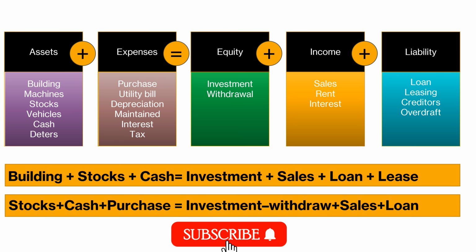Stock plus cash plus purchase equal investment minus withdrawal plus sales plus loan. Stock and cash are elements of assets, and purchase is the main expense of the business. Investment and withdrawal are elements of equity, but withdrawal reduces the equity amount. For that reason, we put a minus mark. Sales is the main income and loan comes under liability. According to that concept, with different combinations, we are able to create plenty of equations.